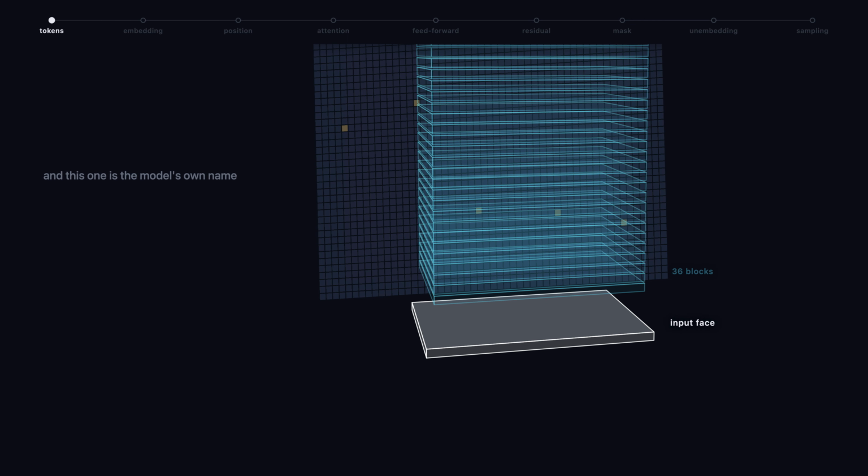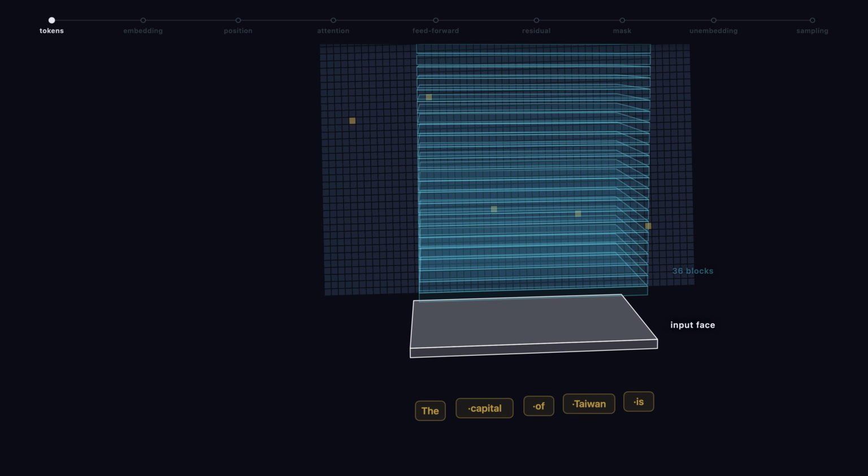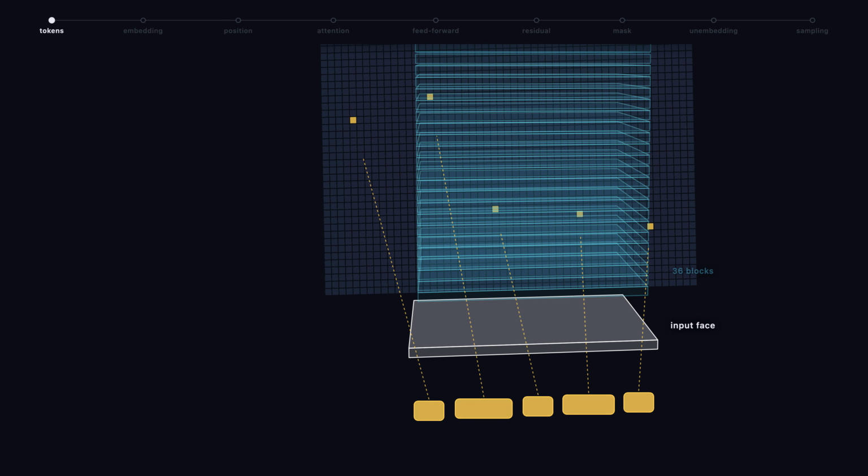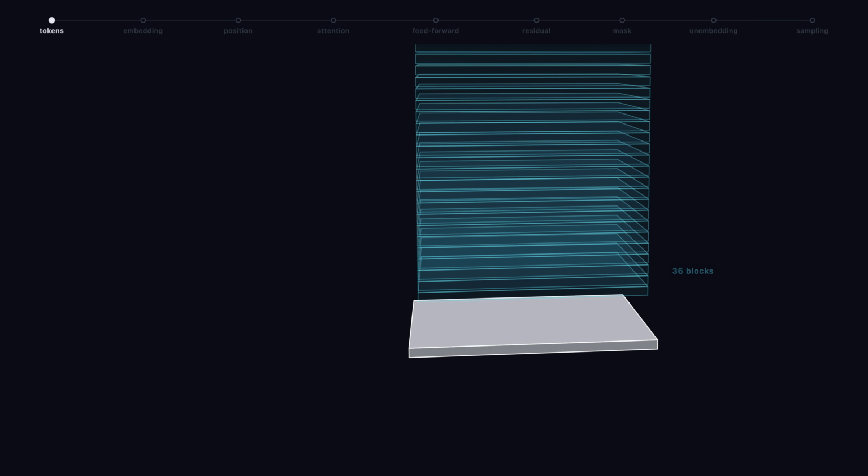One more, because it will matter later. The model's own name, Qwen, is 2 tokens. Whatever you put in, this is what comes out. A list of integers. That is the input. Everything past this face is arithmetic, so let's take them in.